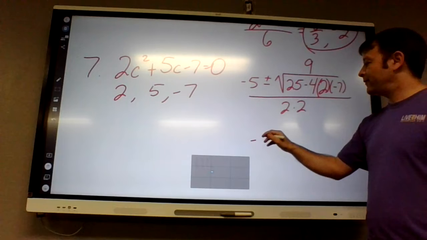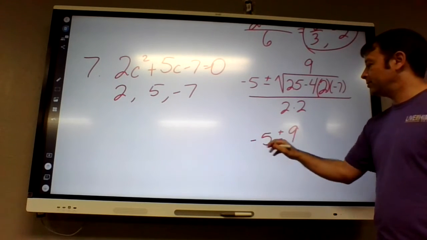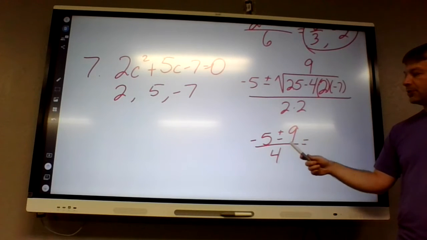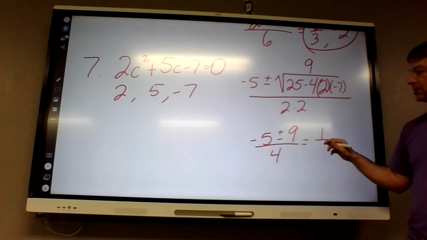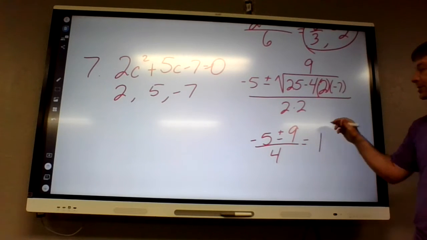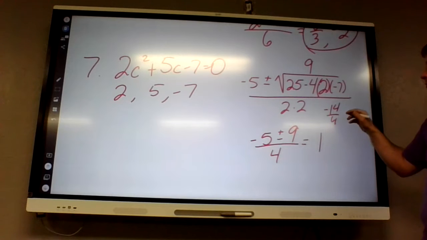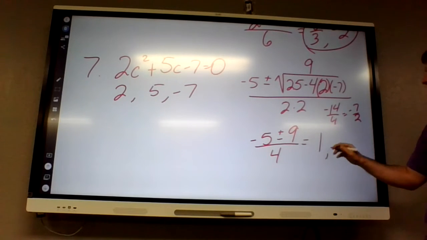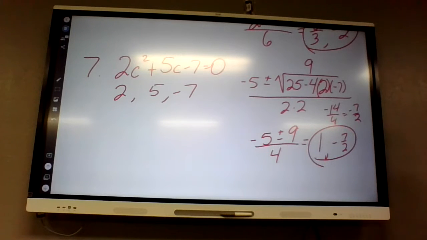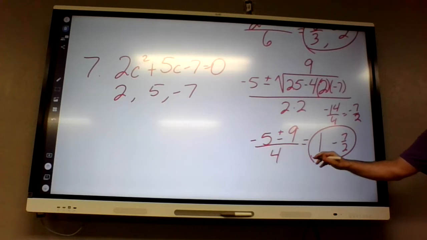So I got negative 5 plus or minus 9 over 4. Negative 5 plus 9 is 4, over 4 is 1. Whoops, just 1. Negative 5 minus 9 is negative 14 over 4, which reduces to negative 7/2. That is 7. Yep. What else would it be? There's only one thing.